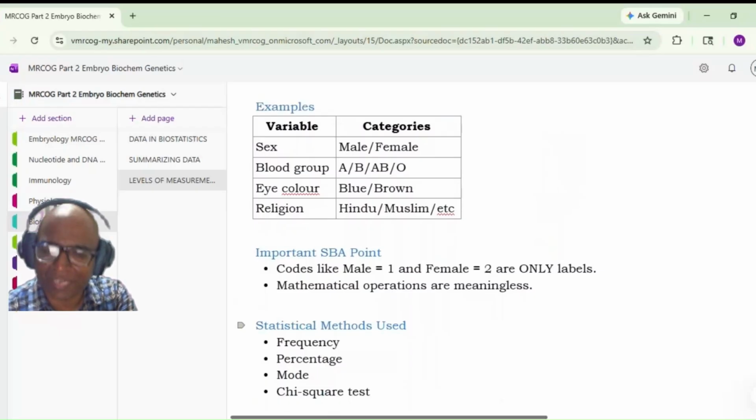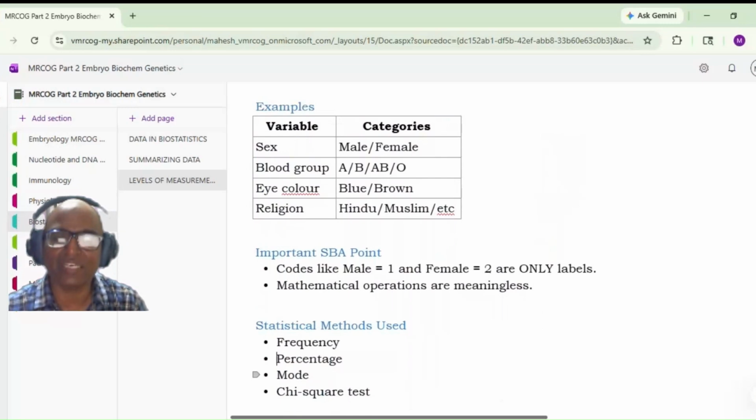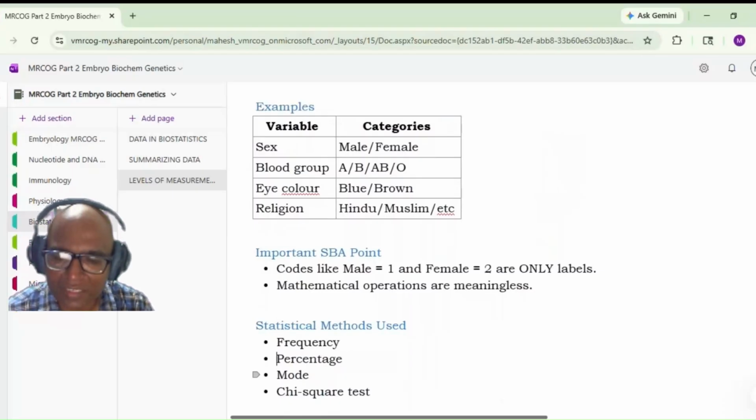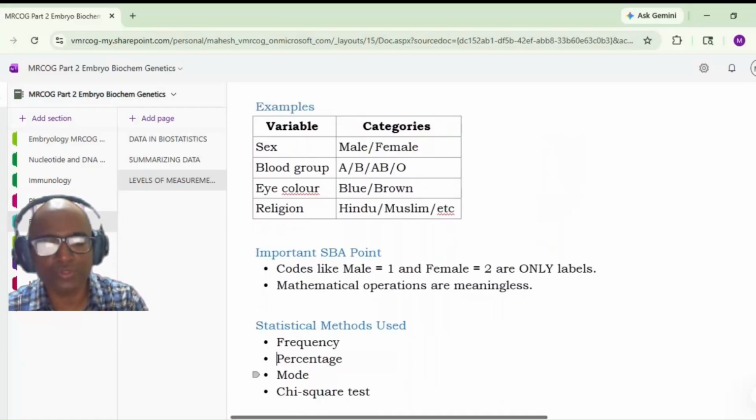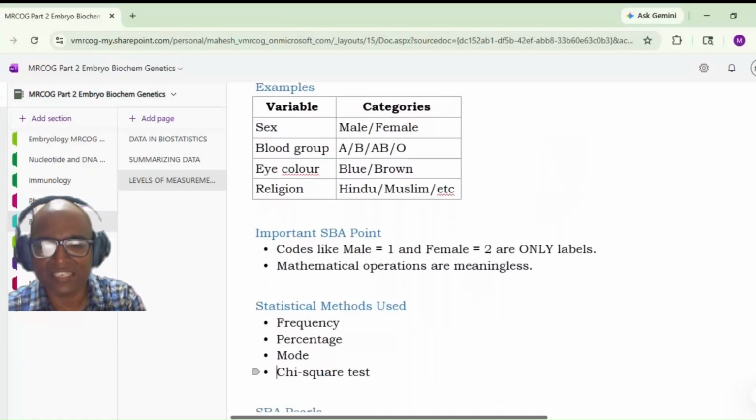You will only measure the frequency. You will measure the percentage. You will calculate the mode for this, and the test you are going to use is a chi-square test for the proportion. So the statistical method here: one is how you are going to describe the data. You will describe the data in terms of frequencies and percentages, and you will summarize with mode, and the chi-square test you are going to use for the statistical significance.